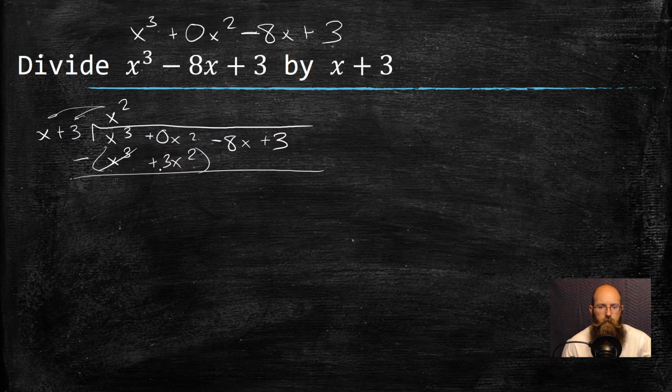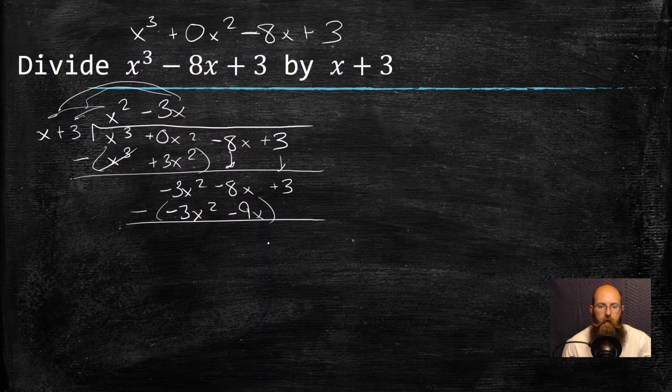The x cubeds cancel, and with this one, 0 minus 3 of them, I get negative 3x squareds. And then everything else is just going to come right down, right? Negative 8x and a plus 3. Negative 3x squared divided by x, I get negative 3x. I distribute it to everything out in front, and I get a negative 3x squared minus 9x. Wrap it up, subtract it away.